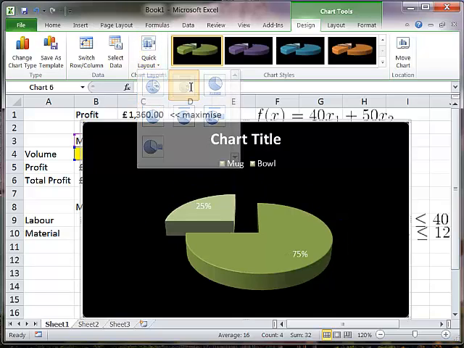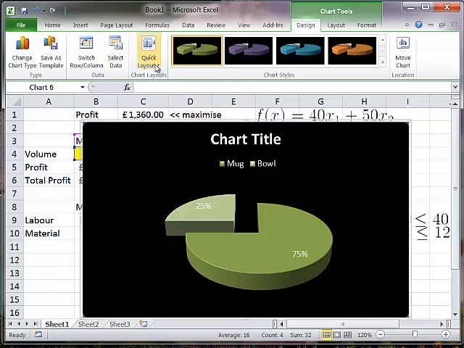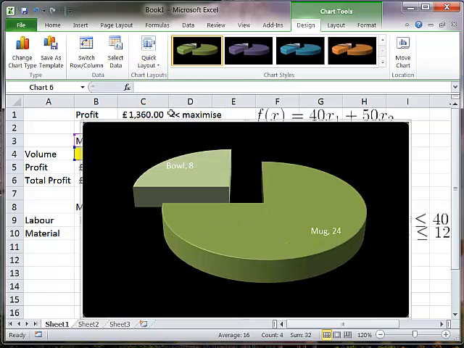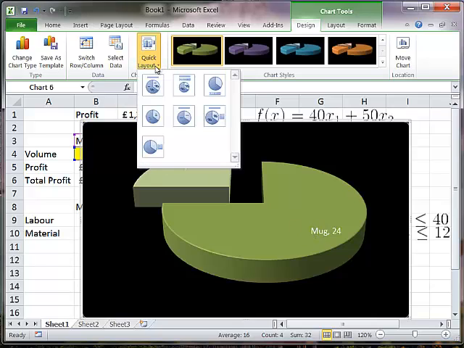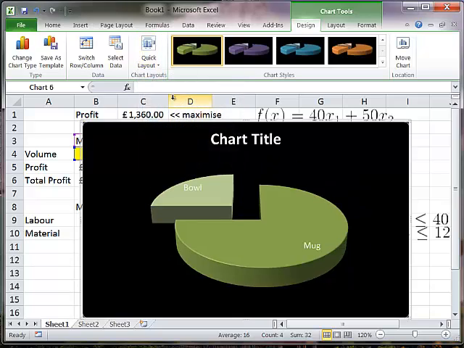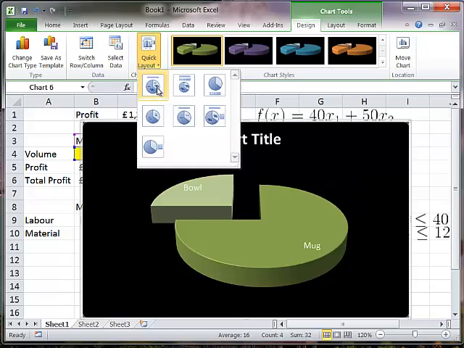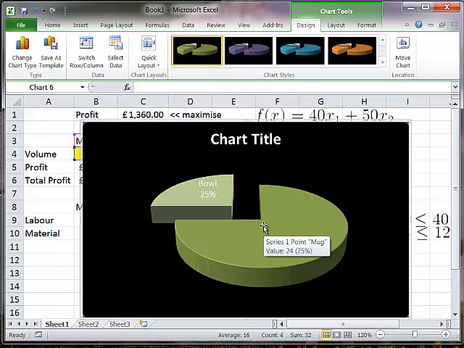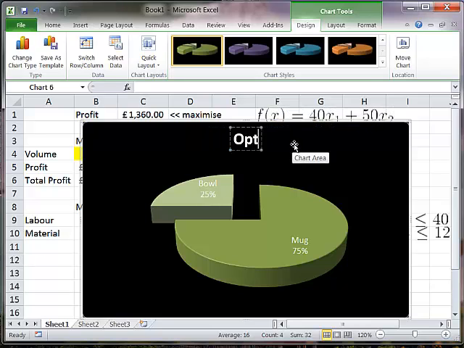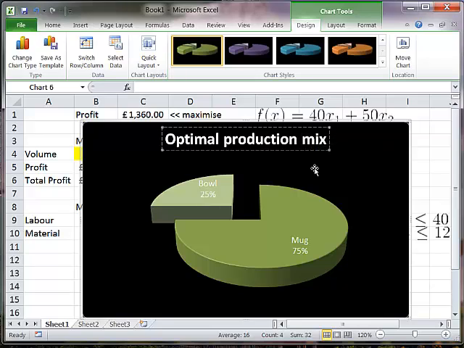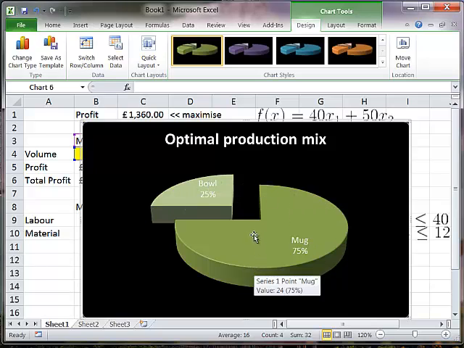We could of course play around with some other layouts if you want to rather have the numbers. Well, I'm just going to stick with the first one for now. So this is the optimal production mix. So 1/4 of our production should be bowls, and 3/4 of the production should be mugs.